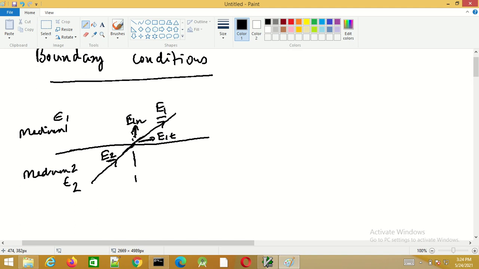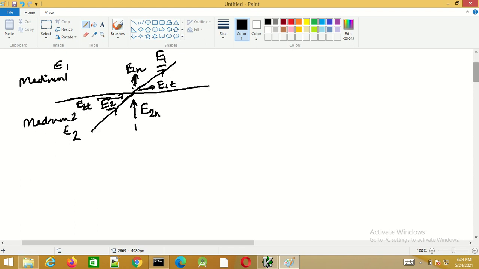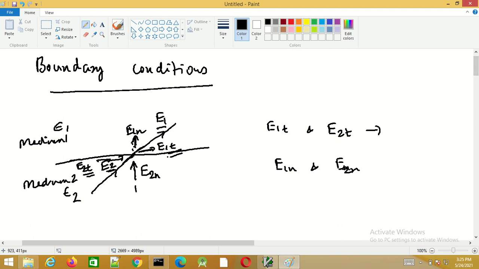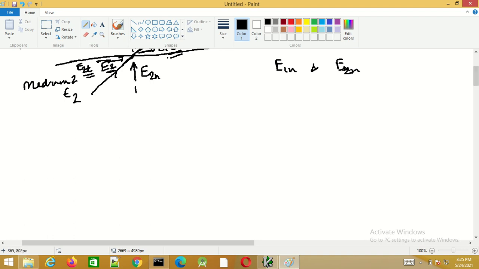And similarly, E2 also we can resolve into normal component and tangential component. So let's say this is E2t. So we will obtain the relationship between the tangential components of the fields on either side of the boundary, that is between E1t and E2t, and also the relationship between the fields E1n and E2n, that is, the relationship between normal components. So first of all we will obtain the relationship between the fields tangential to the boundary.